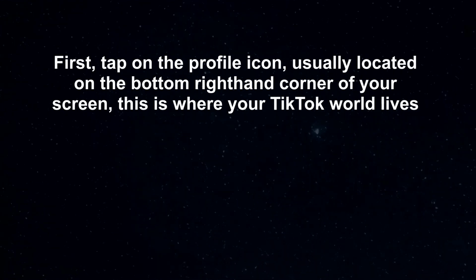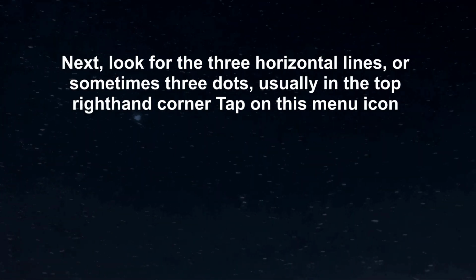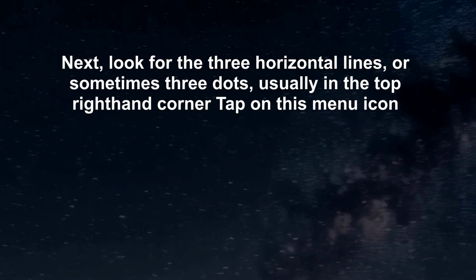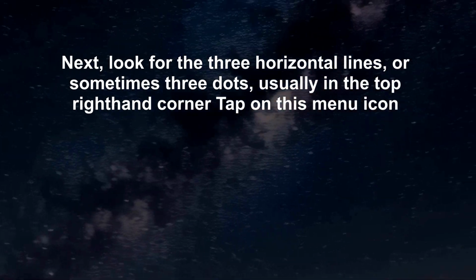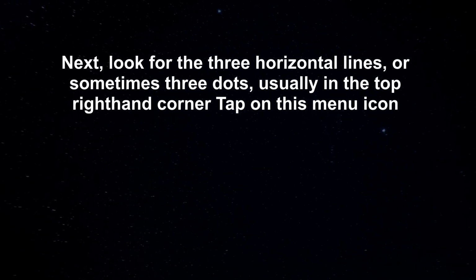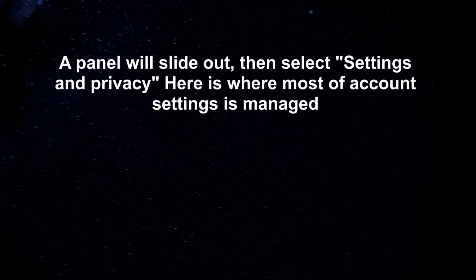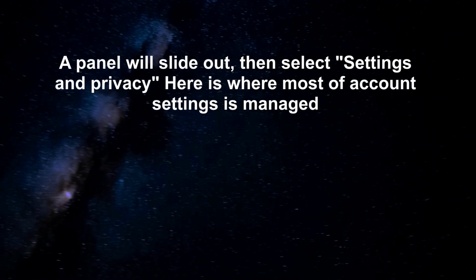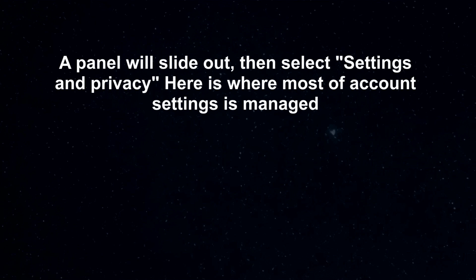This is where your TikTok world lives. Next, look for the 3 horizontal lines, or sometimes 3 dots, usually in the top right-hand corner. Tap on this menu icon. A panel will slide out, then select Settings and Privacy. Here is where most of your account settings are managed.